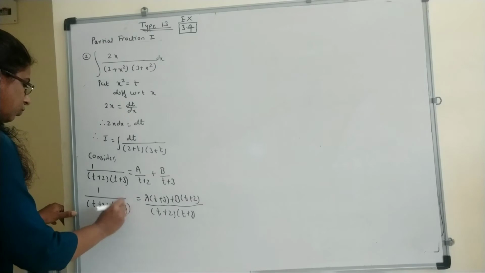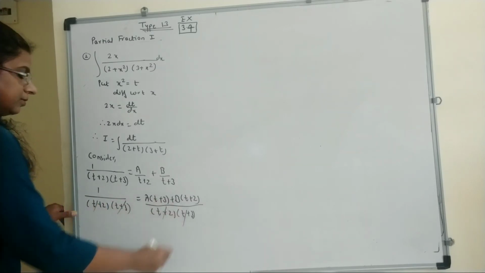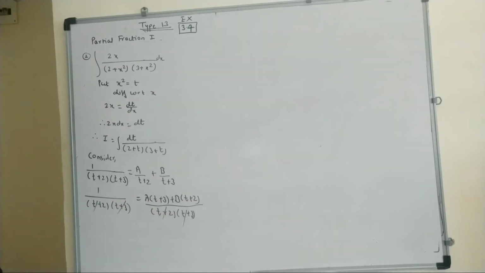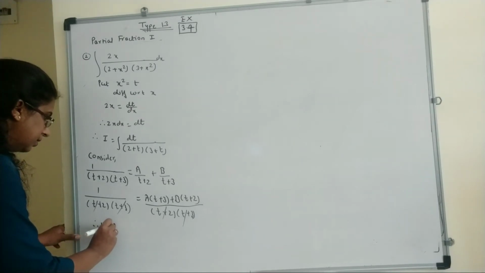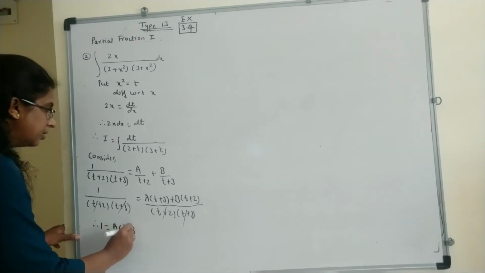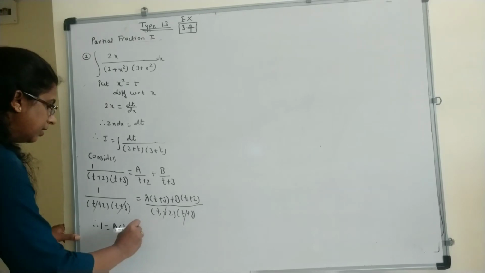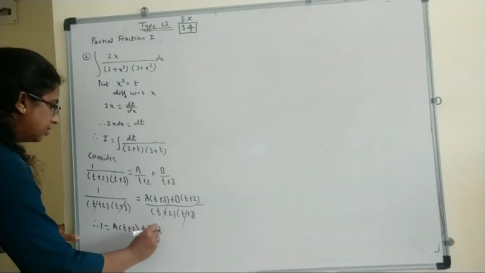Now the denominators cancel, equate the numerators. The numerator is 1 is equal to a times t plus 3 plus b times t plus 2.